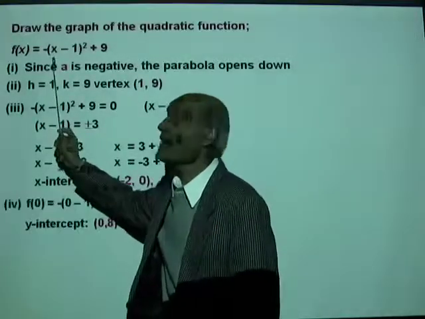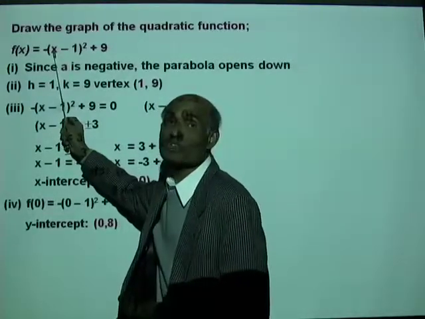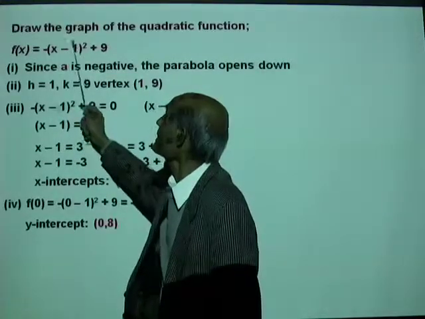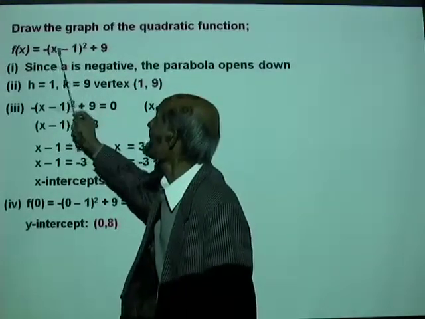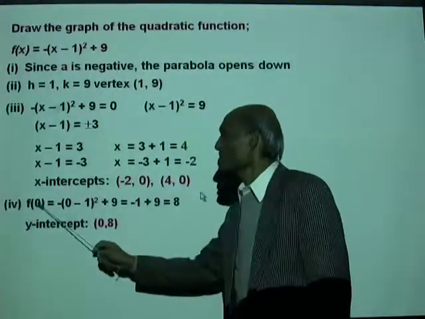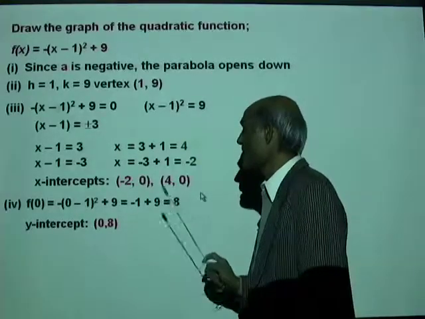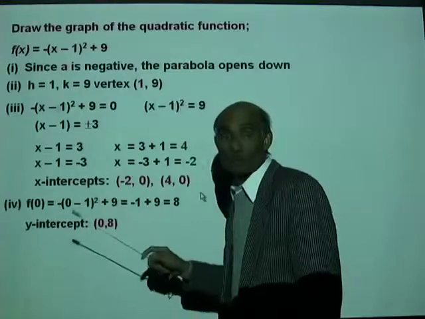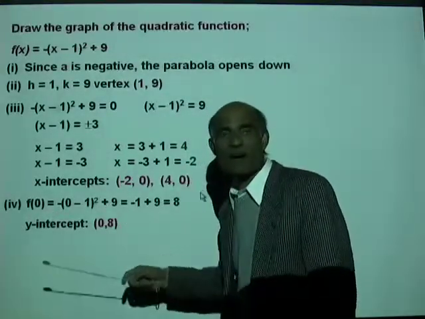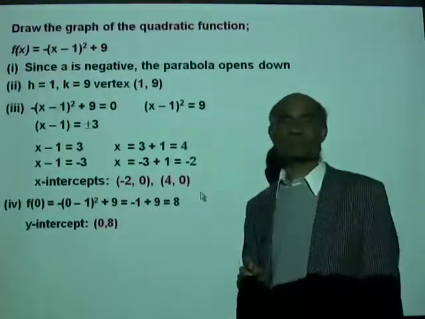Alright, let's find the y-intercept. The y-intercept occurs when x = 0. When x = 0, (0 - 1)² is 1, and that will be -1 + 9 = 8. So f(0) is -1 + 9 = 8. Now, if you have a doubt, stop the video and spend some time with it. And so the y-intercept is (0, 8).